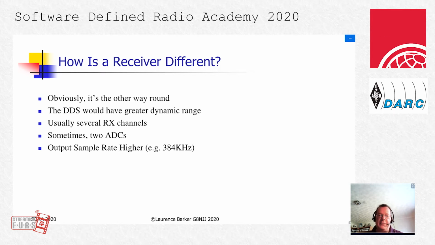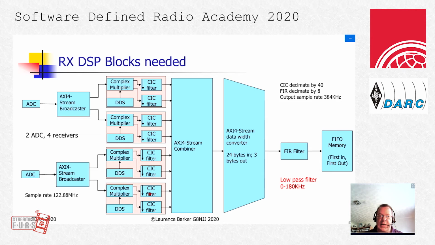Commonly nowadays, you have several receiver channels, not just one, so that you can be operating several receivers, and it's common to have two A to D converters, so you've got two entirely independent analog RF inputs. Also, the output sample rate is usually higher. None of those are actually a very big change to the design.